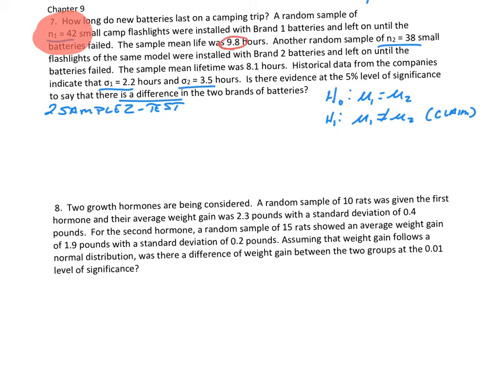Here's the mean of sample 1. Here's the standard deviation of sample 1. Sample 2, here's the mean of sample 2. There's a sample size of sample 2, the mean of sample 2, standard deviation of sample 2. Now when you go on the calculator under the 2 sample z-test, you've got to make sure you get all this stuff in the right place.